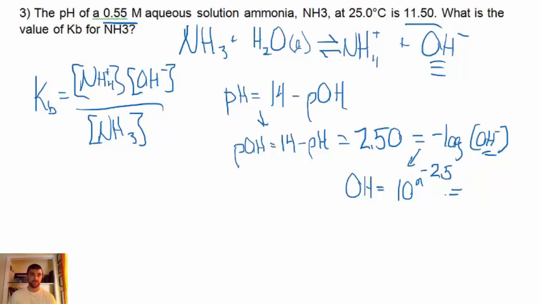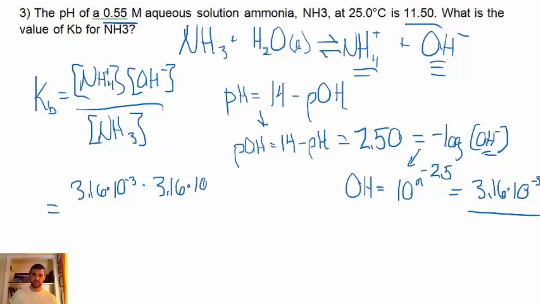I get an OH concentration of 3.16 times 10 to the negative 3. Now we know the OH concentration, which is helpful because the OH concentration is equal to the NH4 plus concentration. They're equal to each other, so if I know one, I know the other. So now I can start plugging into the Kb expression. I've got 3.16 times 10 to the minus 3 times the same thing again, 3.16 times 10 to the minus 3, all over, well, they told me it started with 0.55 molar.